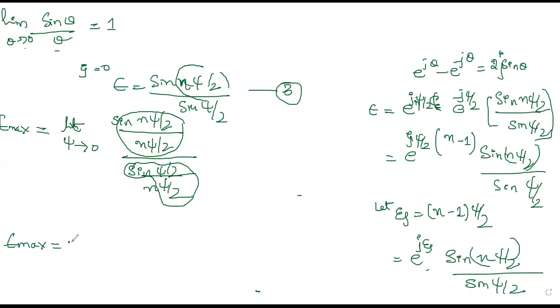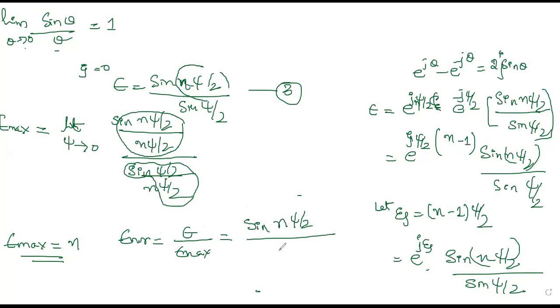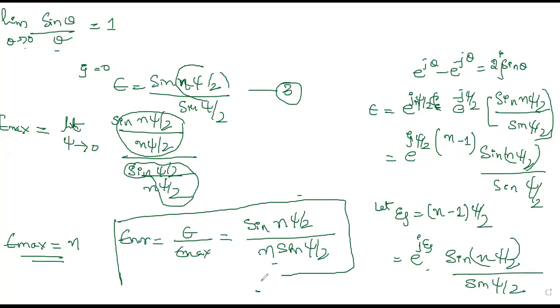N. It is n. So E will give you the maximum value n. We know that E normalization is equal to E by E max, that is value divided by maxima. But we know that E value is from equation 3, sine n xi by 2 by sine xi by 2, and you have divided by n, which I'll write it here. So this equation is the one which you have to derive.